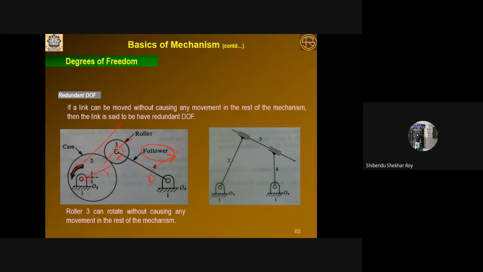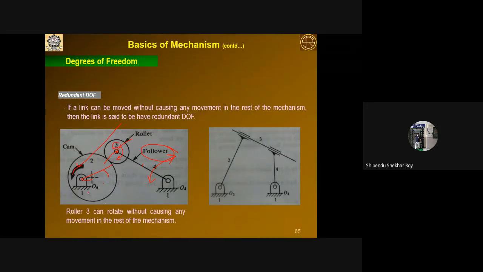Now, if such a joint, joint number 3, exists in a mechanism, a free joint, it has no application in force transmission. So this degree of freedom is known as a redundant degree of freedom. That means if a link can be moved without causing any movement of the rest of the mechanism, then that link is said to have a redundant degree of freedom. Here link number 3 has the redundant degree of freedom.